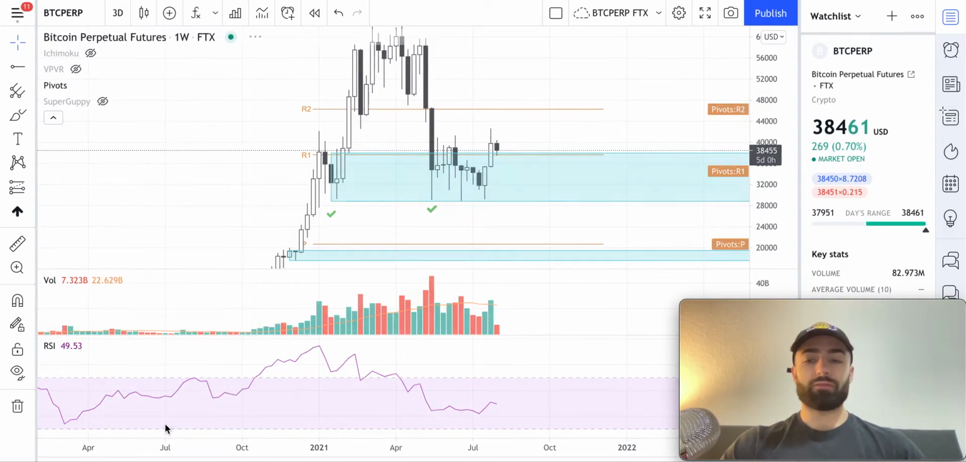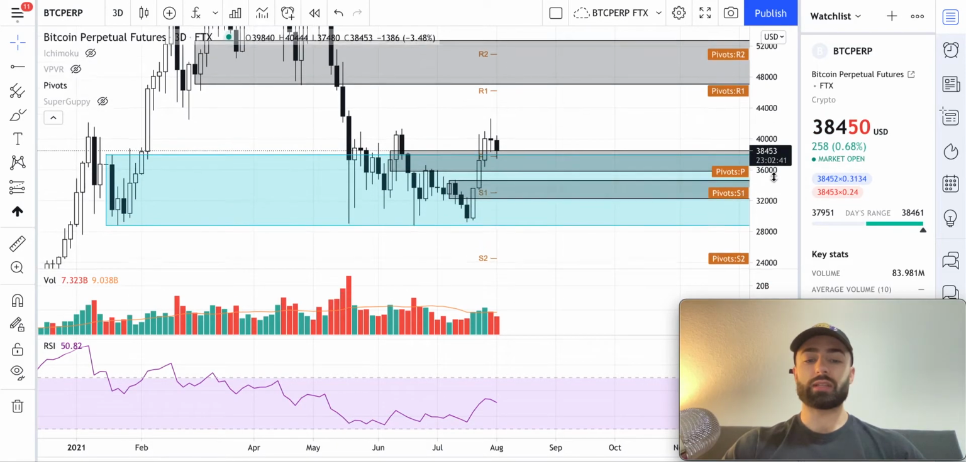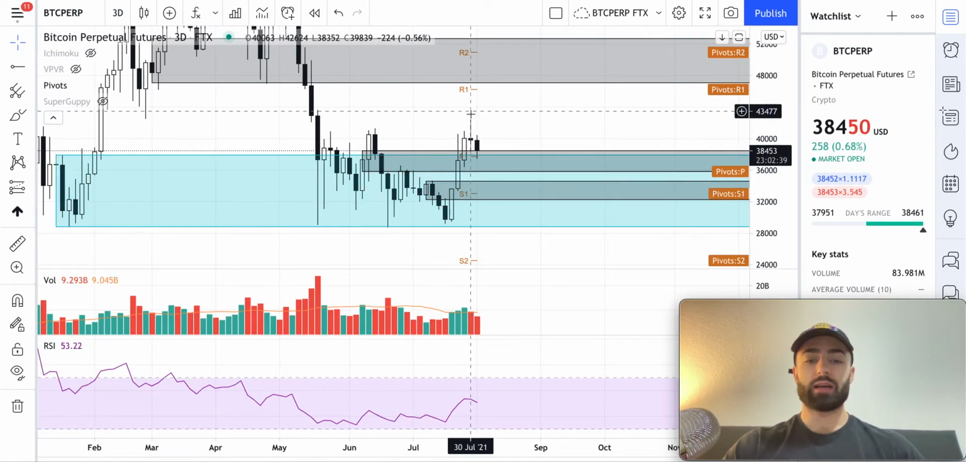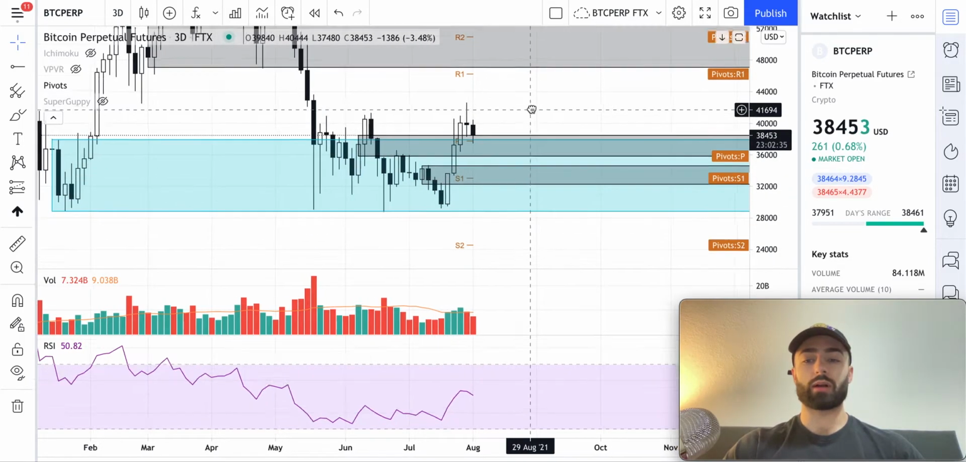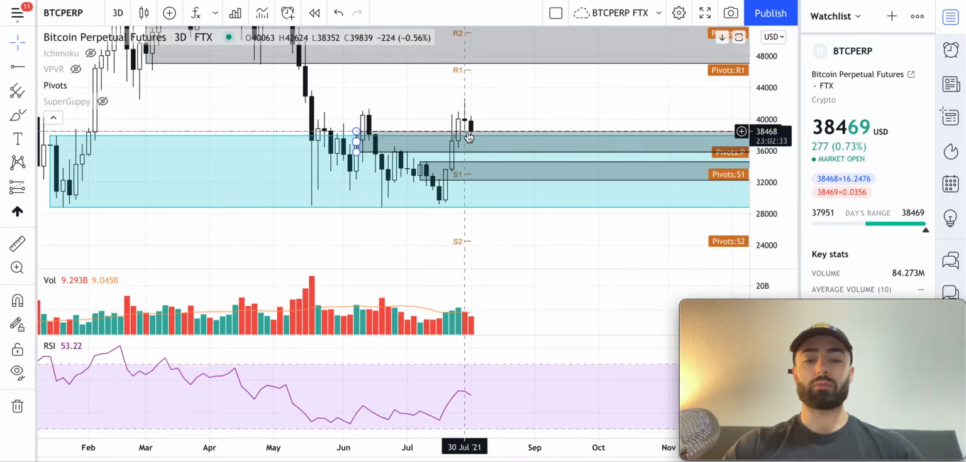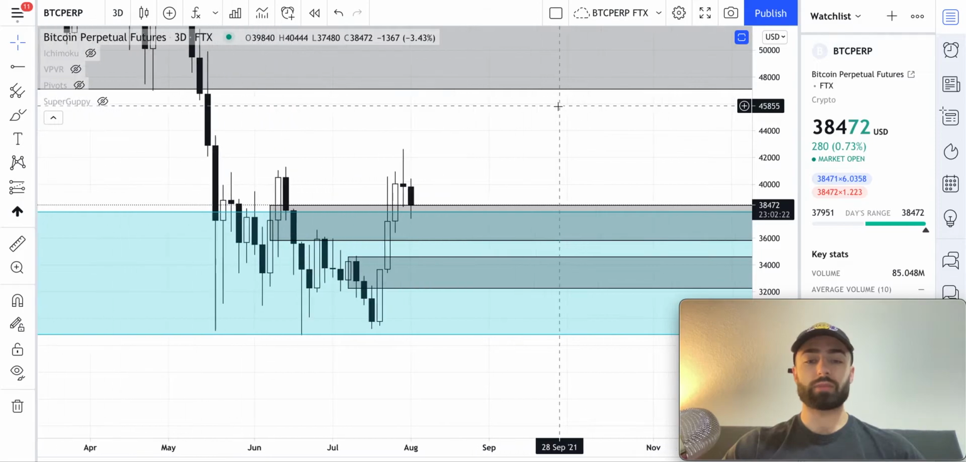If we go to the 3-day time frame, you can see that we have in fact set our high after this nice bull run up. We set our high and we broke below this 3-day candle's low today. That is something I'm keeping an eye on now.